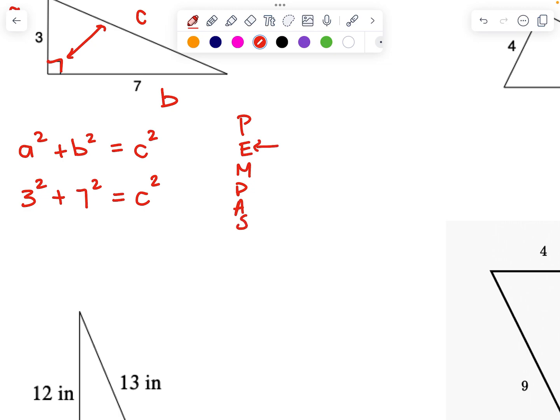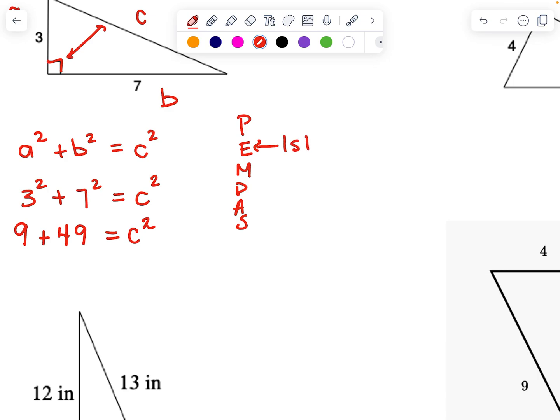I got to do exponents first. So 3 squared is 9. 7 squared is 49. And again, if you don't know that, that's a good use for a calculator for sure. So don't, especially for this, don't be afraid to use your calculator. Calculator is a good tool.